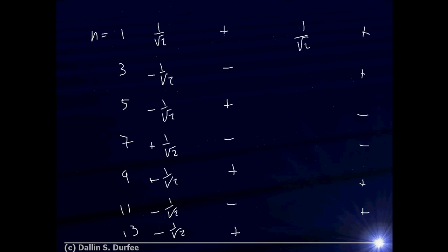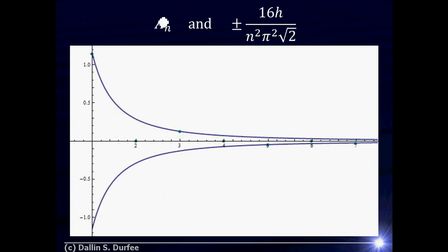All right, and I can show this if I actually plot my a sub n with the signs and things in it. Those are the dots here. It's positive 0, positive 0, negative 0, negative 0. And these two lines are plus or minus 16h over n squared pi squared root 2. You can see the even ones are all 0, the odd ones are right on those lines, but alternating. I have 2 that are positive, and then 2 that are negative, then 2 that are positive, then 2 that are negative.